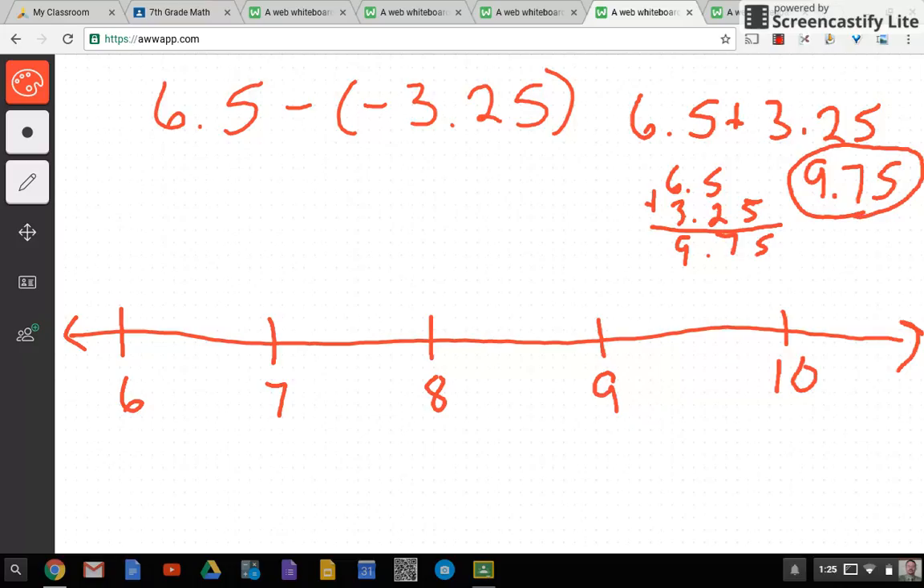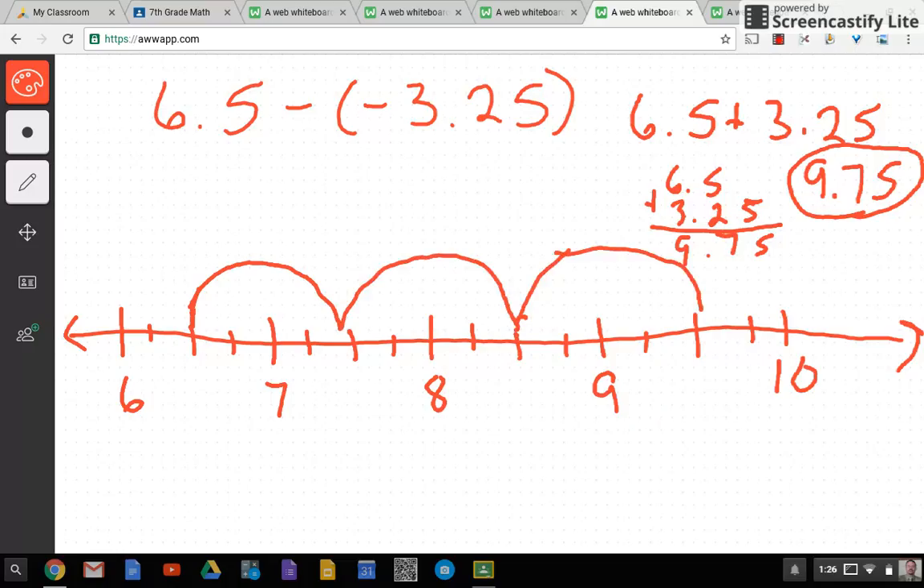Okay, so to model this, I'm going to hit my halfway point. So this would be 0.5 right there. Now I'm going to do 1/4, which would be 0.25 on each side of the line. Okay, so now then I've got it. So 6.5 is there, right there. And I'm going to take away a negative number, which moves to the right. So I'm moving to the right 3.25. So I'm going to move to the right 3. So here is 1, 2, and 3. And then I've got to go 0.25, which is that much right there. So that lands me right at 9.75. Perfect. That's a perfect model. That's what I wanted to see.